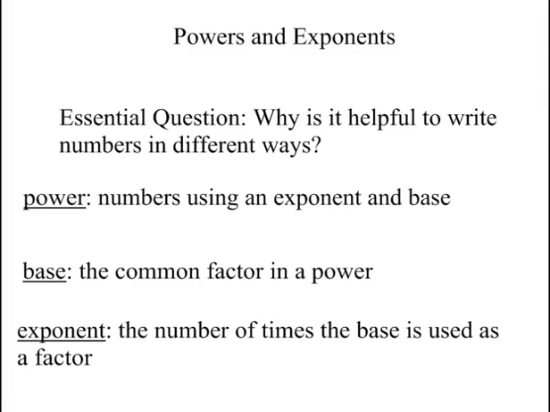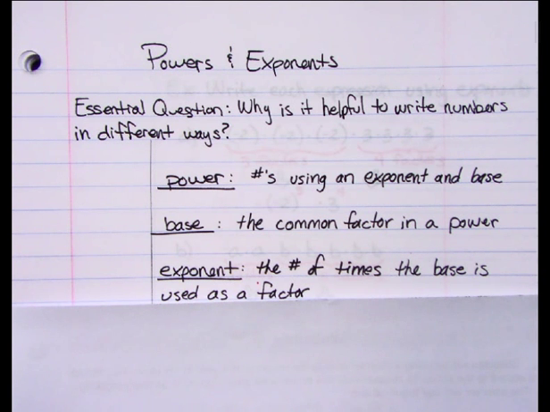Go ahead and add that to your notes and make sure that you also include the 3 key vocabulary words you need to know, which is power, numbers using an exponent and base, the common factor in a power, and exponent, the number of times the base is used as a factor. Make sure you're adding it to your interactive notebook in Cornell note style fashion. So your title, you'll have your date and name up top, your central question, and then you have your vocab words.